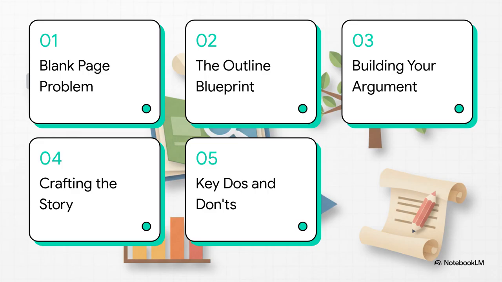Okay, so how do we fix that? How do we untangle that mess? Well, we're going to follow a really clear step-by-step process. First, we'll talk about the blank page problem. Then we'll get into the solution, your blueprint, the outline. From there, we'll zoom right in on building your argument, paragraph by paragraph. Then we'll pull back out to see how it all crafts a research story. And finally, we'll wrap it all up with a super handy checklist of key do's and don'ts.